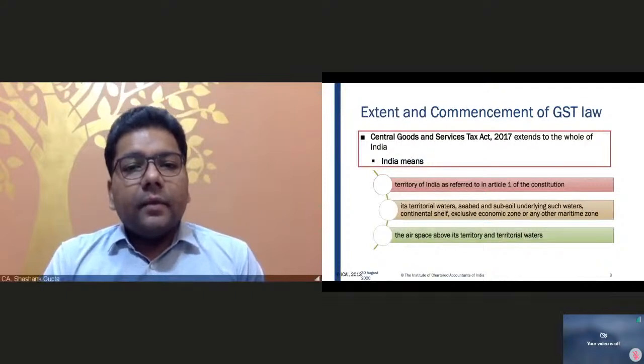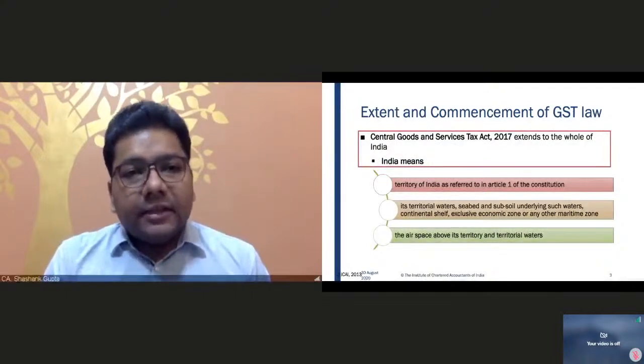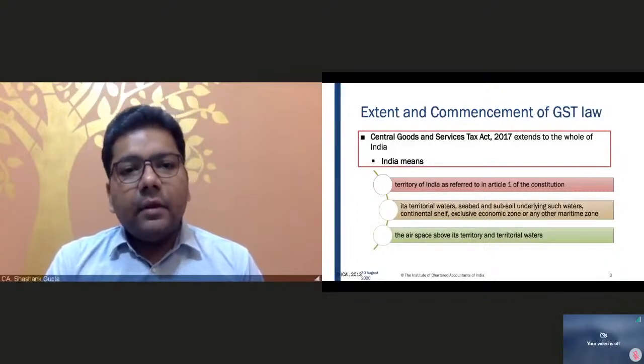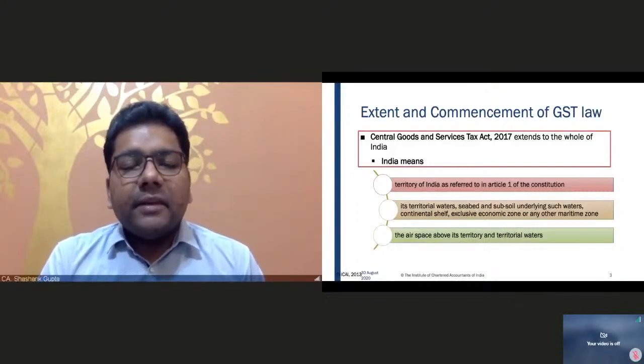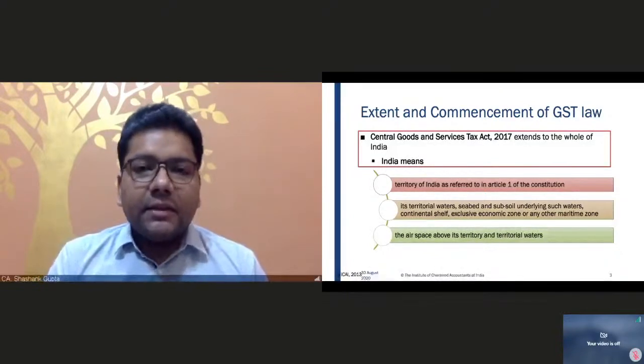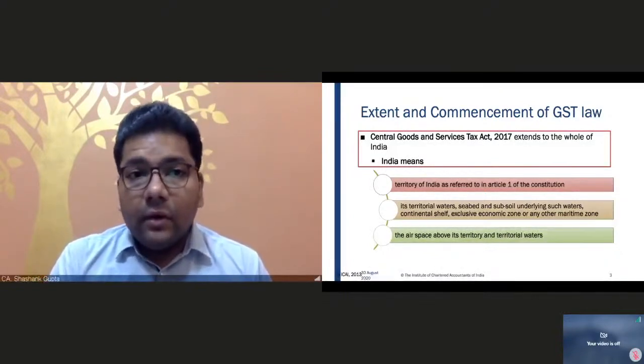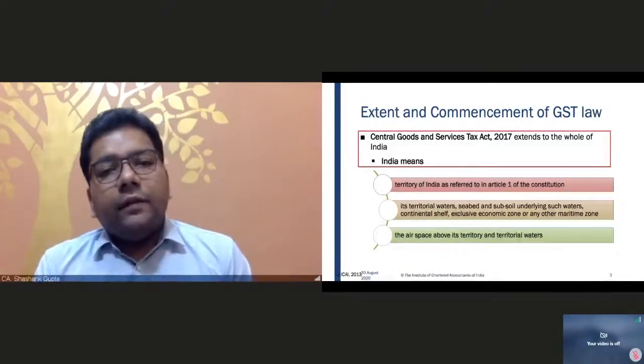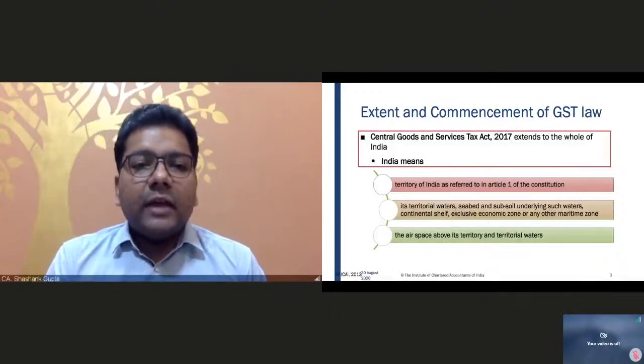Now, what is the extent till where CGST is applicable? Will a person based in Pakistan pay Indian CGST? Not at all. Will a person based in China pay Indian CGST? Not at all.